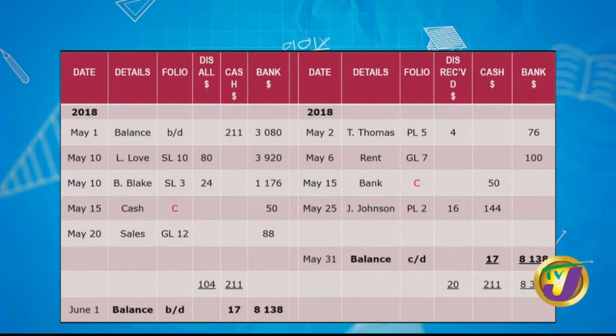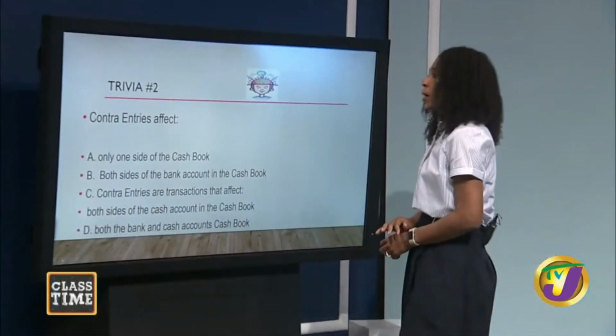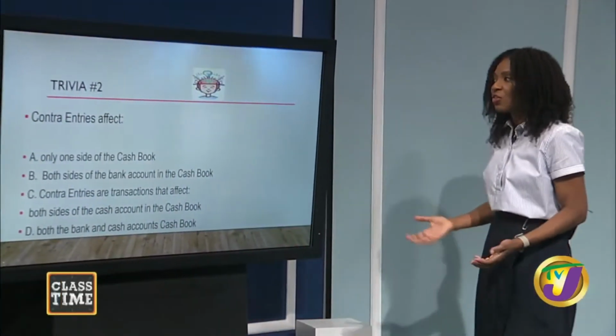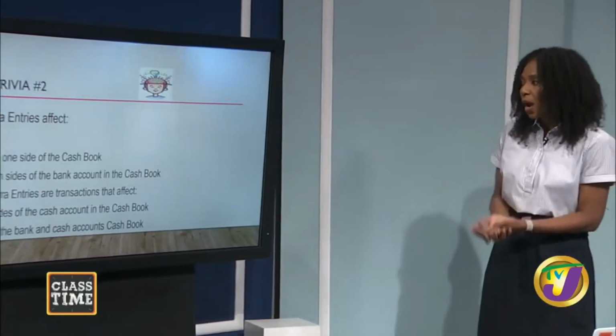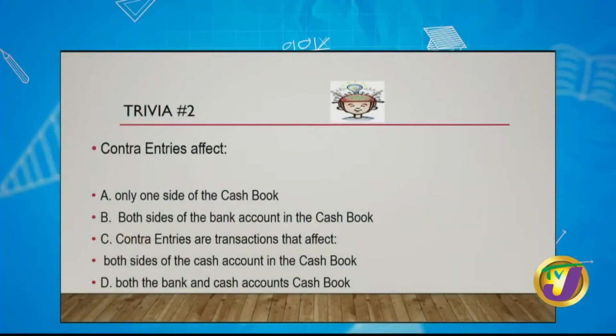Now, here's another trivia. Contra entries are transactions that affect both sides of the cash account in the cash book, or both the bank and the cash accounts. Sorry, both the cash and bank accounts in the cash book.